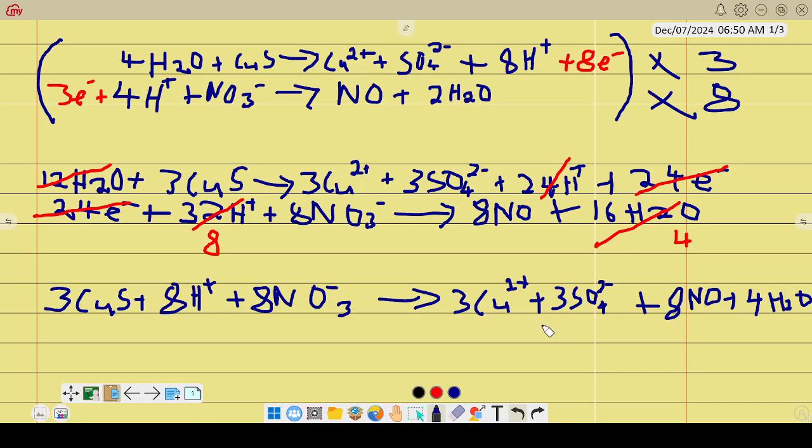Like I said, mistakes are very common. So you can start checking. Copper, is it balanced, 3-3? Sulfur, here you have 3, there we have 3. Yeah, so everything is balanced. Okay, so we end here.